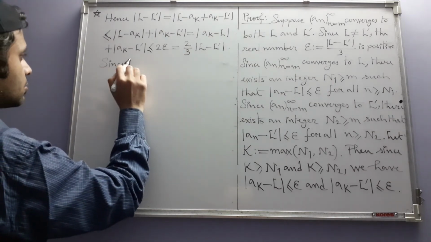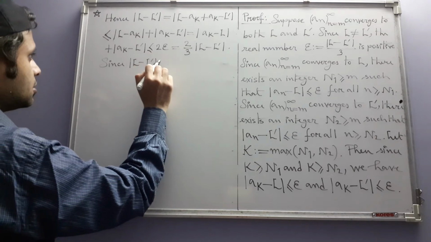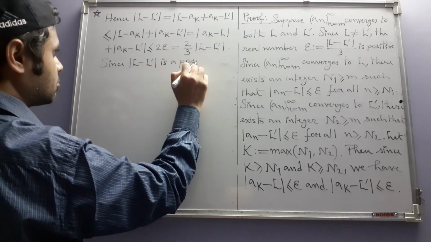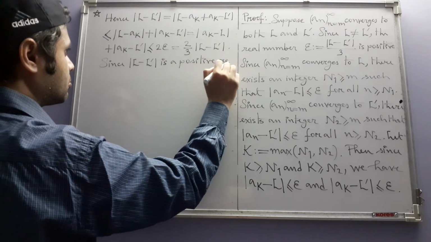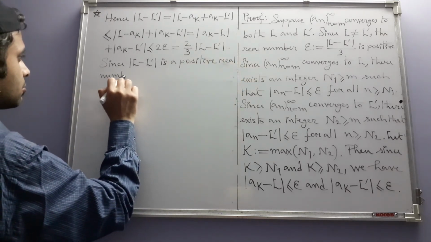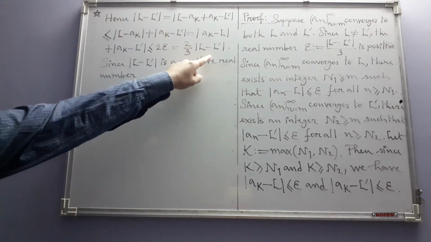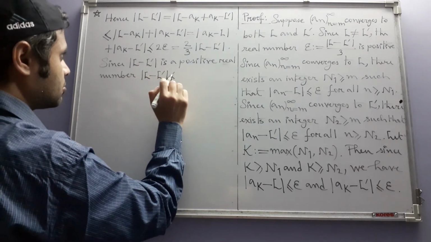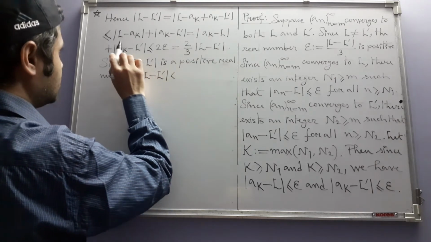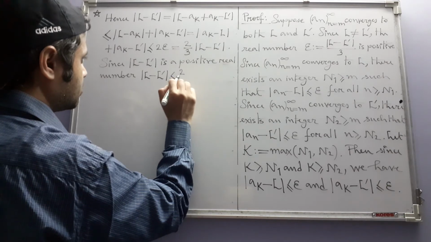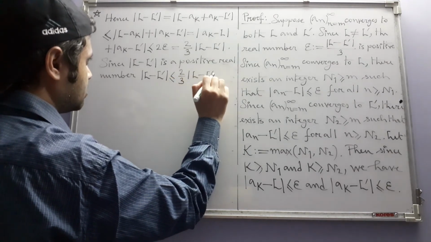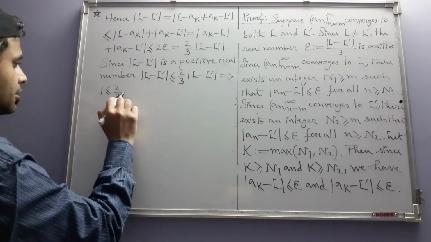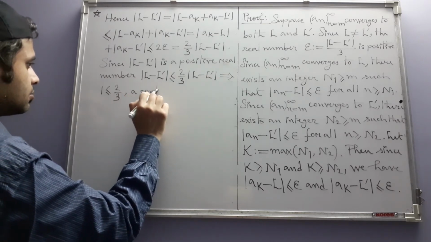Since this is a non-zero, in fact this is a positive real number, we can divide on both sides of this inequality by that and get this less than or equal to, we didn't get any strict inequality, but it does not matter. In any case, we are going to get an absurd thing. This implies 1 is less than or equal to 2 by 3, a contradiction. This is impossible.